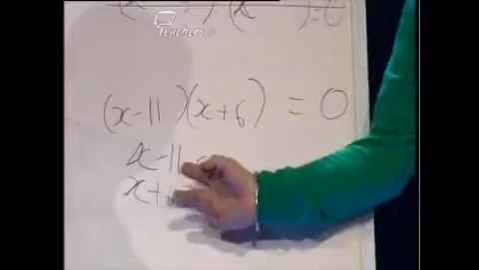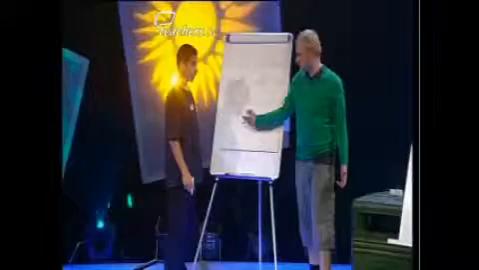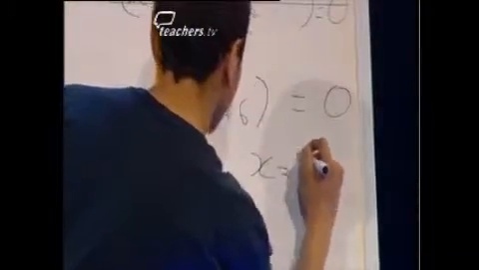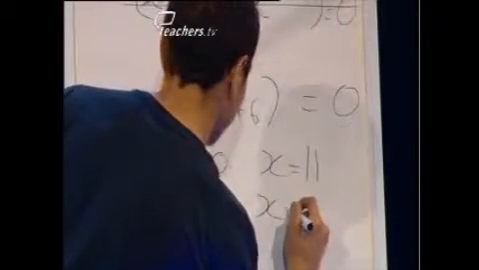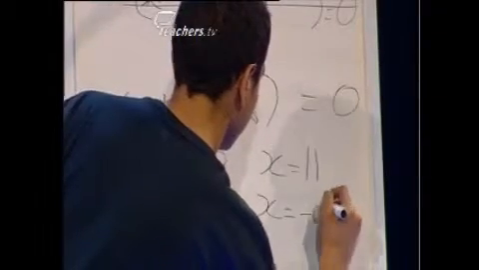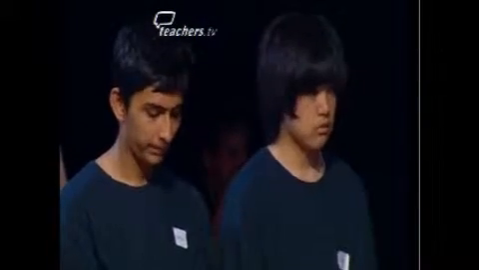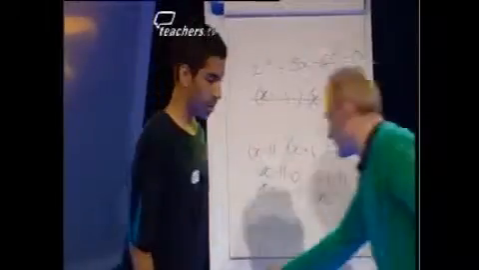Now we've got two linear equations. They're really easy to solve. So we've got two solutions for x. What are they? Write them down. x equals 11. Is he right? Yeah. And x equals minus 6. Brilliant. Give him a round of applause. Well done. We've formed a quadratic equation and we've come up with two solutions.